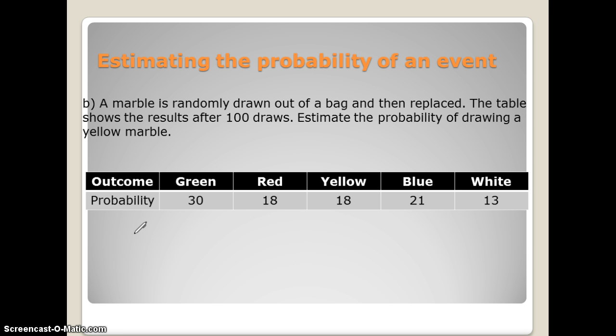Okay, for this one, probability of yellow as a decimal, it is 0.18. If you did it as a fraction, it was 18 over 100, but then you reduce it to 9 over 50. But I would prefer the decimal term, which is 0.18, which is easier to get.